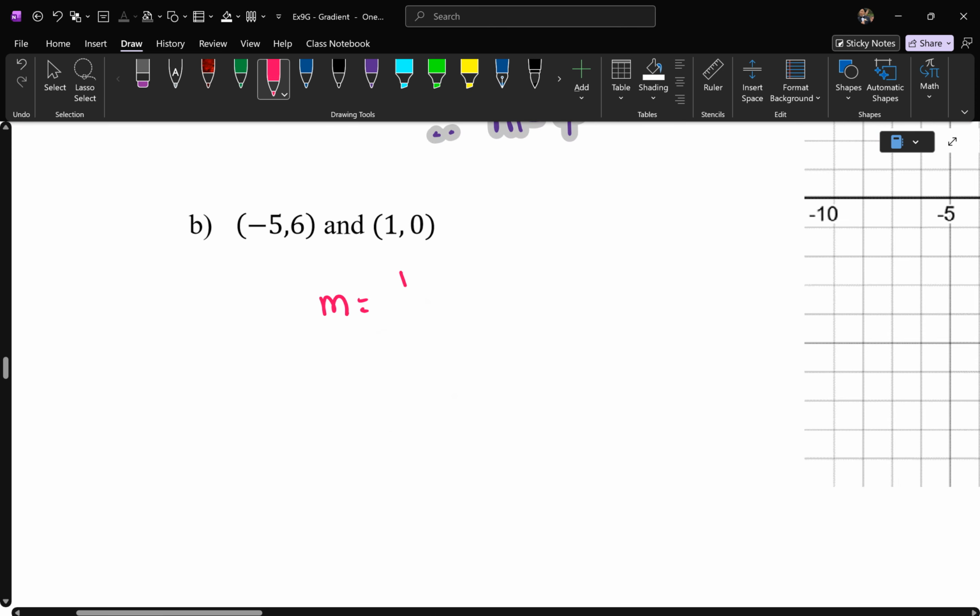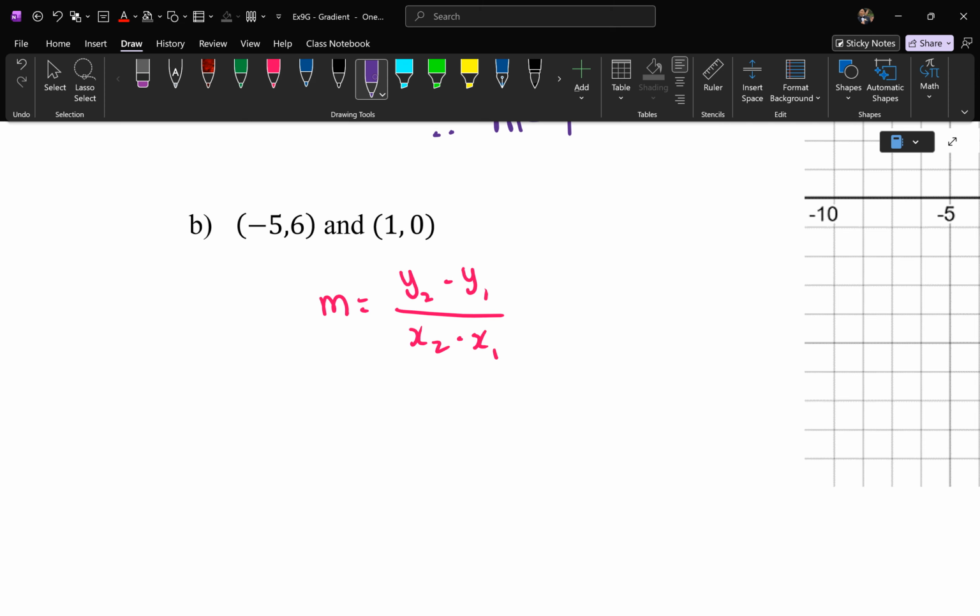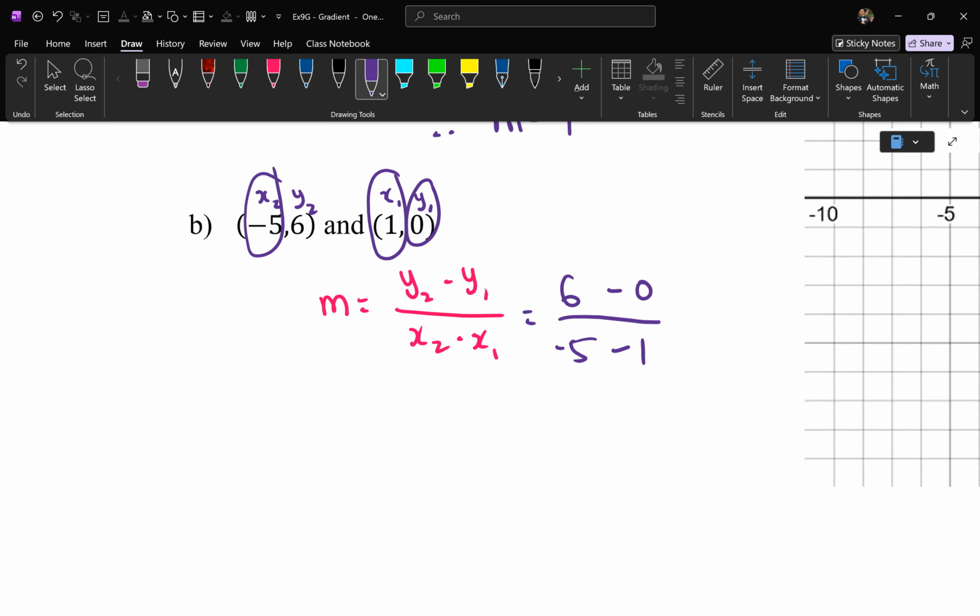So gradient rule is y2 minus y1 over x2 minus x1. And again, doesn't matter about the label. This time I'm going to swap it around. So I'm going to call this now x2, y2. Then this is x1, y1. Watch what happens when I sub it in. So here we go. y2 is currently 6. Take away y1, which is currently 0. And x2, which is currently -5. Take away x1, which is 1.